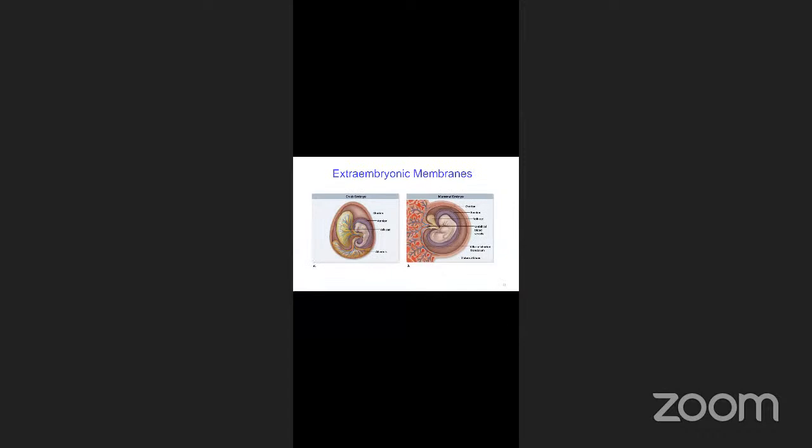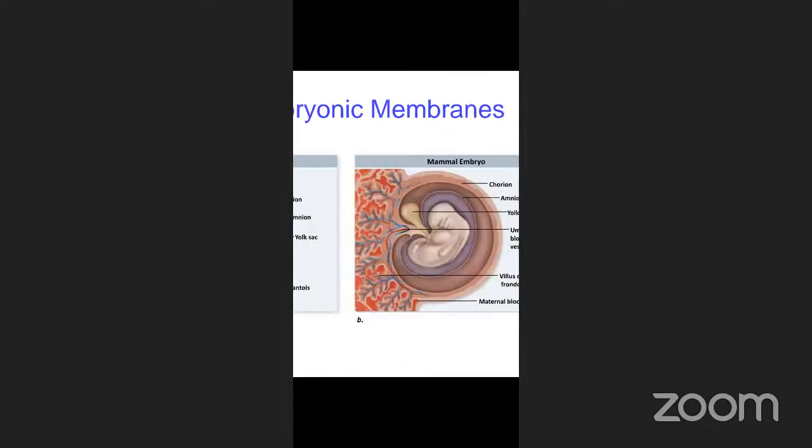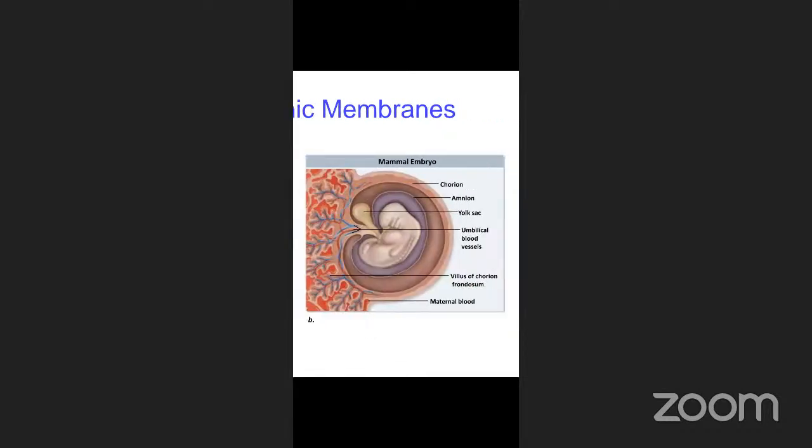So this is how it looks like. It is a chick embryo where the outermost is the chorion and below that is amnion, and on the other side is the yolk sac and below it is allantois. Whereas here we see chorion, amnion and a little yolk sac. But here we see chorionic villi and umbilical cord blood vessels. So because we have placenta, yolk is not much needed.